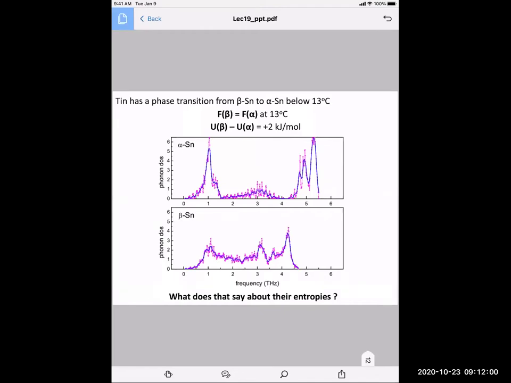Then it's known from quantum chemical calculations that the alpha phase is slightly lower in energy at 0 Kelvin. The difference in internal energy between the beta phase and the alpha phase is about 2 kilojoules per mole. So given these two facts, does anyone wager a guess about what this says about these two phases' relative entropies?